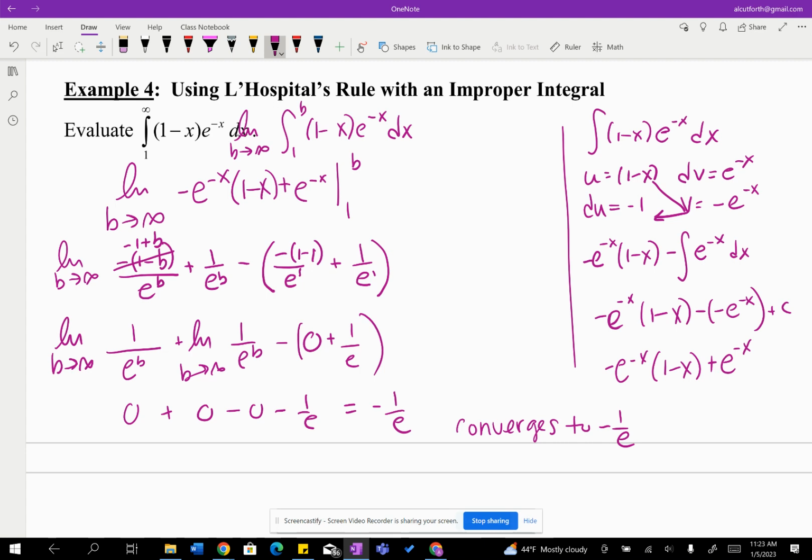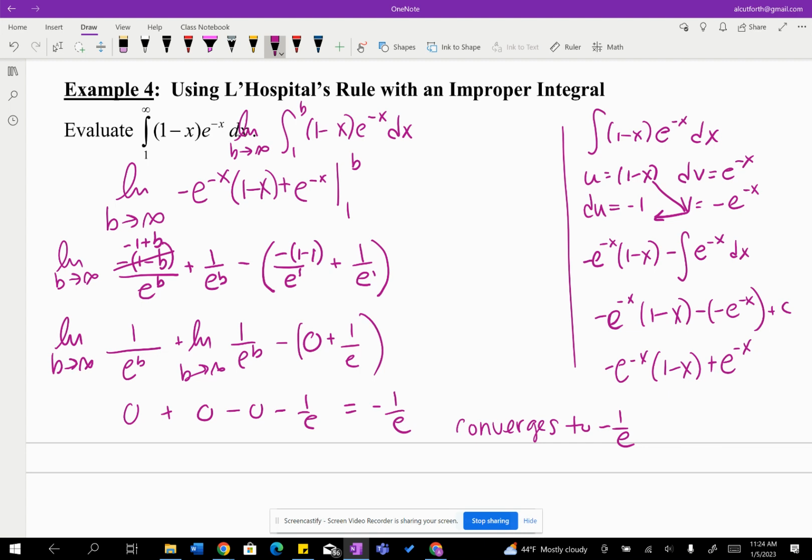Can you explain how you use the... Yes. So right now, if you think about what's happening, this is going to go to infinity, right? If b is going to infinity. And this is also going to go to infinity if b is going to infinity. So we have infinity over infinity, right? So we can use L'Hopital's rule.